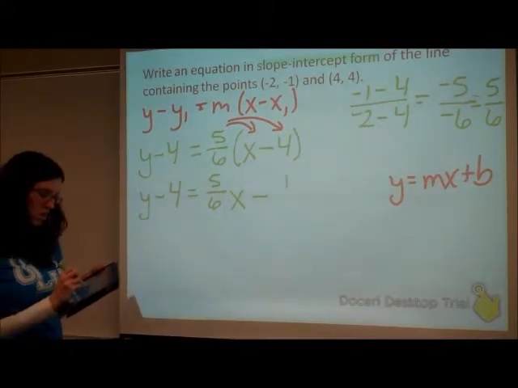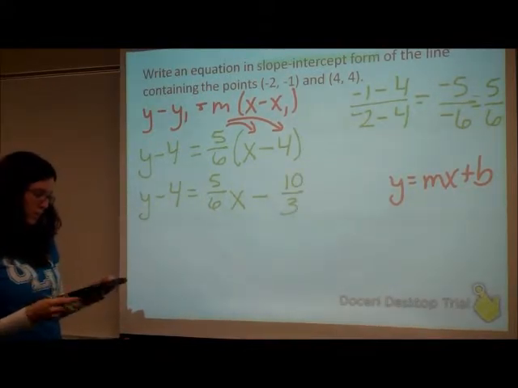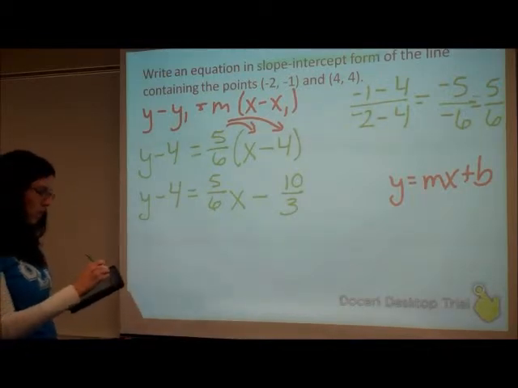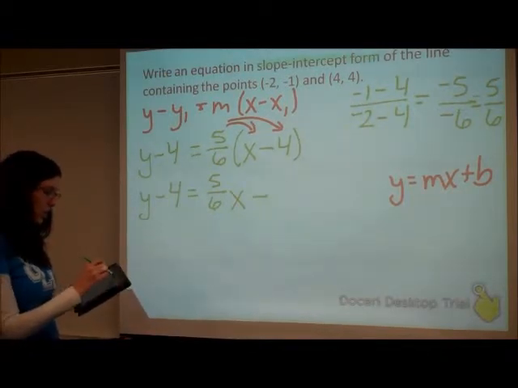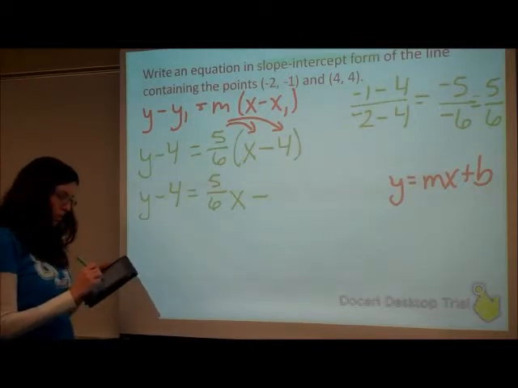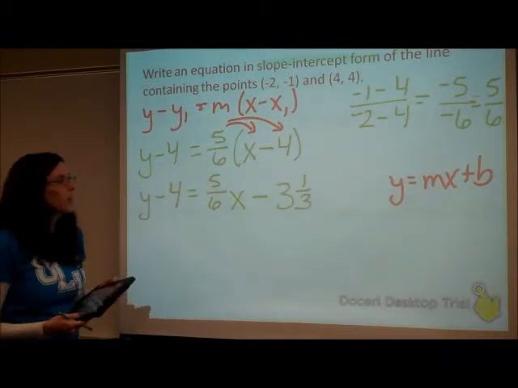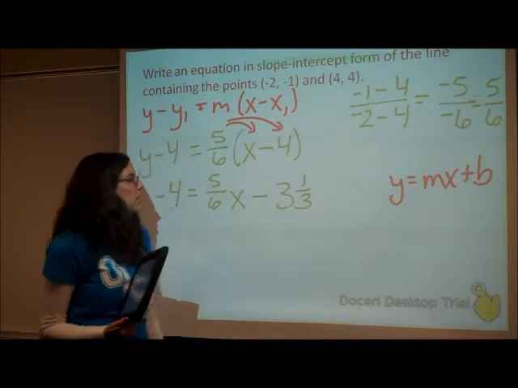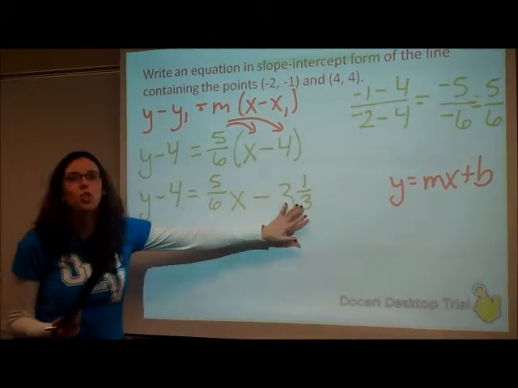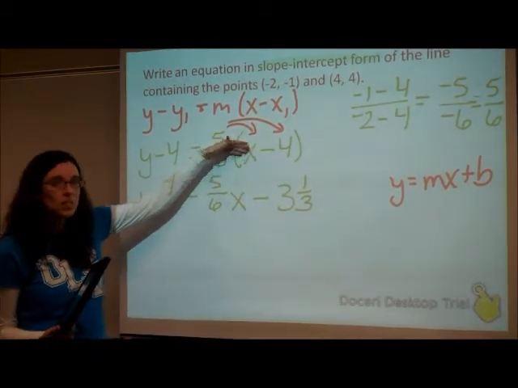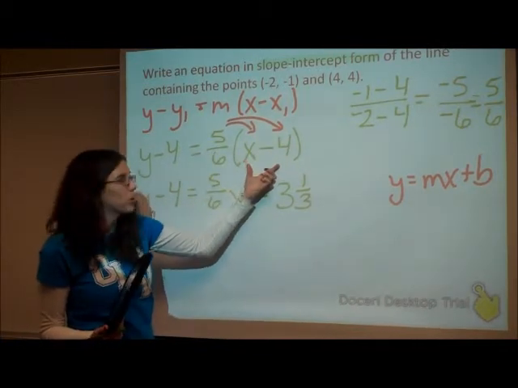I'm going to leave that as 10/3. Actually, it may be easier to put it as 3 1/3. I'm going to write it as a mixed number. So this was just our distributive property. Take the 5/6, multiply by each term inside the parentheses.